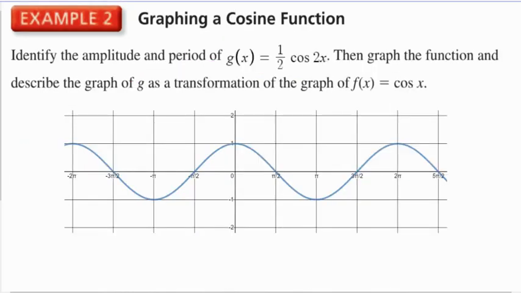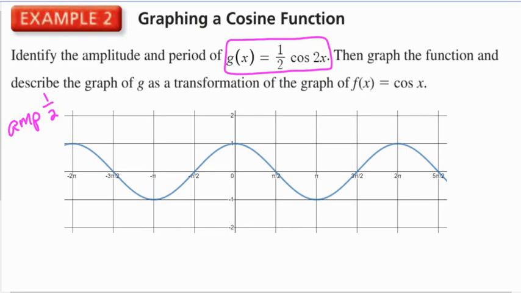Okay, for this example, we want to graph g of x equals 1/2 of the cosine of 2x. So I have the parent function already graphed in blue, so that's going to be our guide, right? This 1/2 means that the amplitude is only 1/2. So instead of going all the way up to 1, we're only going up to a half. Instead of going down to -1, we're only going to go down to -1/2.